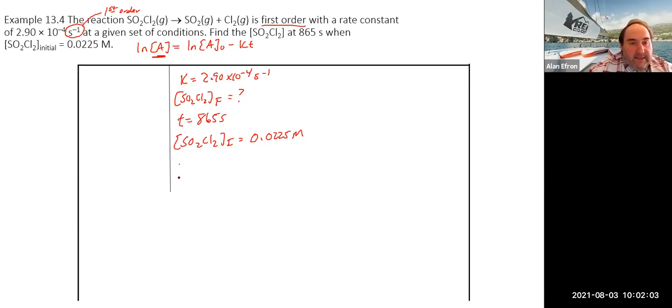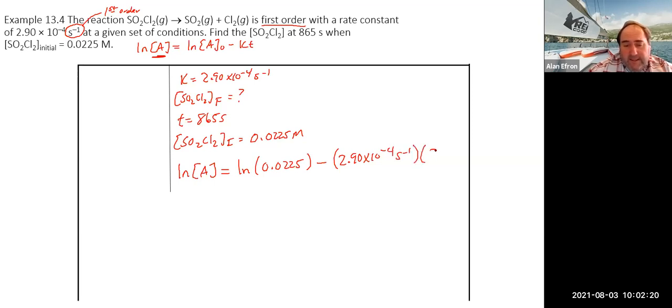So that would give us the natural log of A is equal to the natural log of our initial concentration, 0.0225, minus our rate constant, 2.9 times 10 to the minus 4 reciprocal seconds. And our time here is 865 seconds.